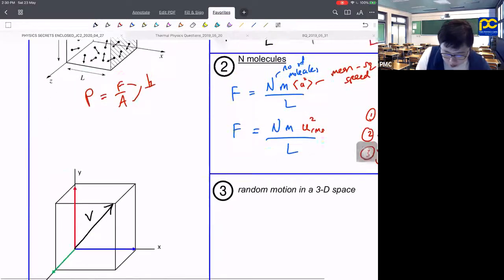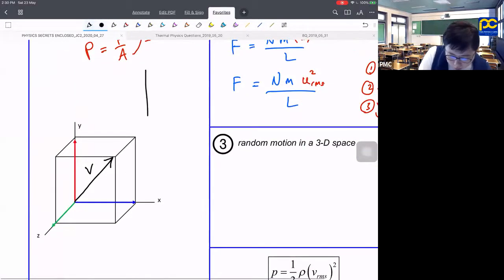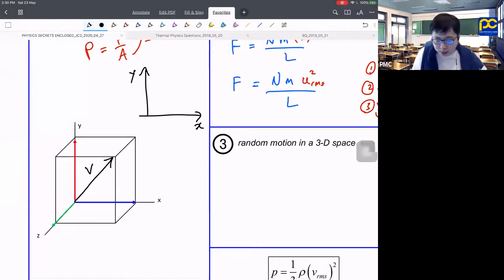Let's say that the molecule can either move along the vertical or the horizontal axis. There's only X and Y only. There's no Z axis. Let's say my molecule only goes left, right, up, down, or diagonal. It will not be able to go out of the paper. Easier for them to understand.